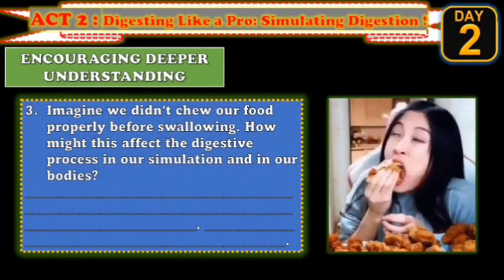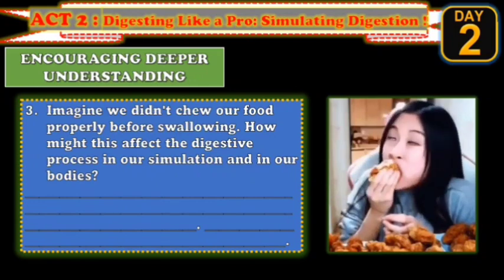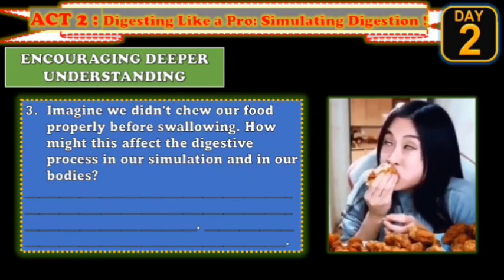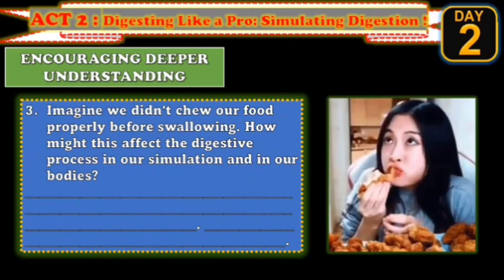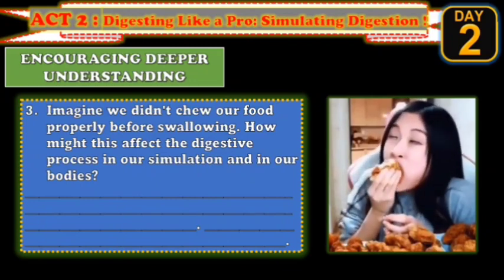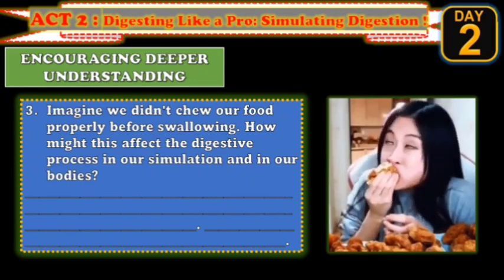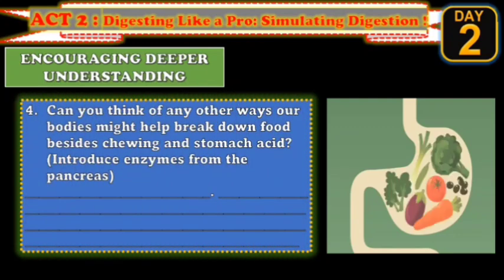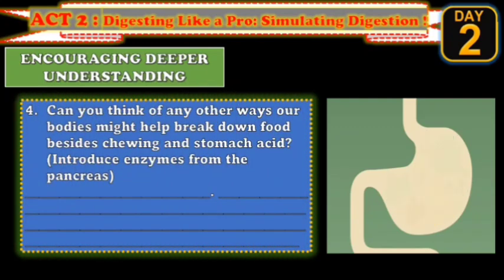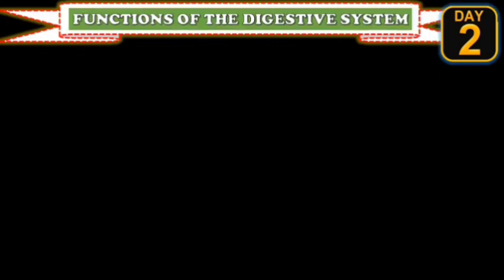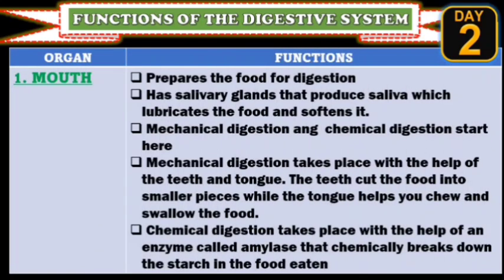Number 3. Imagine we didn't chew our food properly before swallowing. How might this affect the digestive process in our simulation and in our bodies? Number 4. Can you think of any other ways our bodies might help break down food besides chewing and stomach acid? For better understanding, let's discuss the functions of the digestive system.